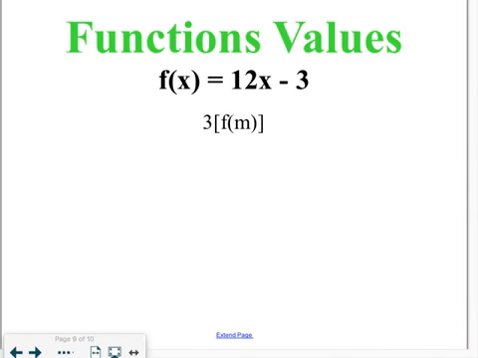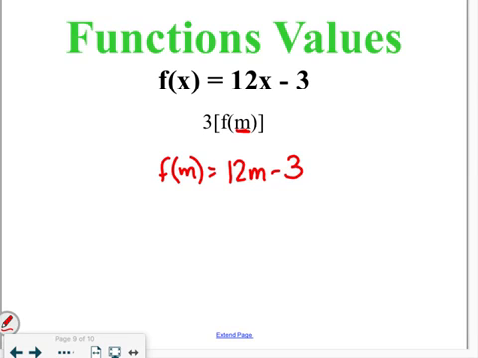Last thing we're going to talk about is if there is some multiplication involved and if I'm plugging in a variable in the place of another variable. So, first thing we're going to talk about is f of m, which would mean I'm plugging the letter m into wherever I see an x. So I'd have 12m minus 3 now.